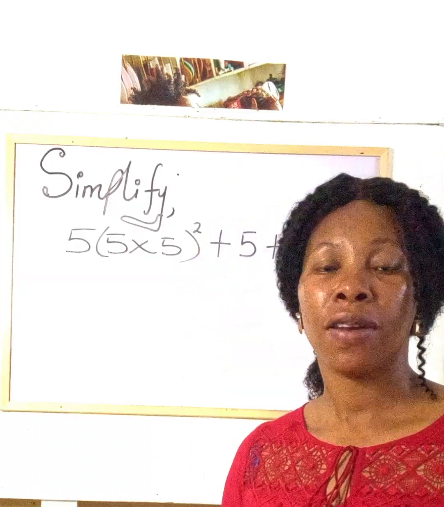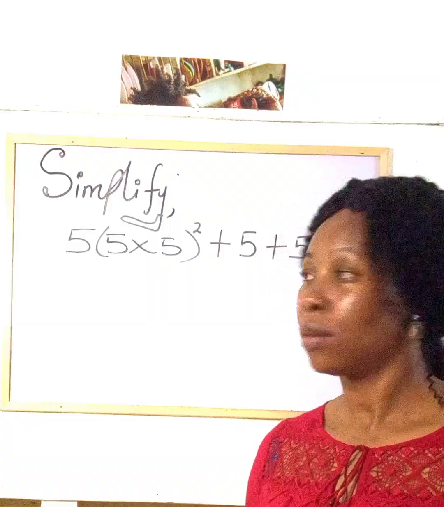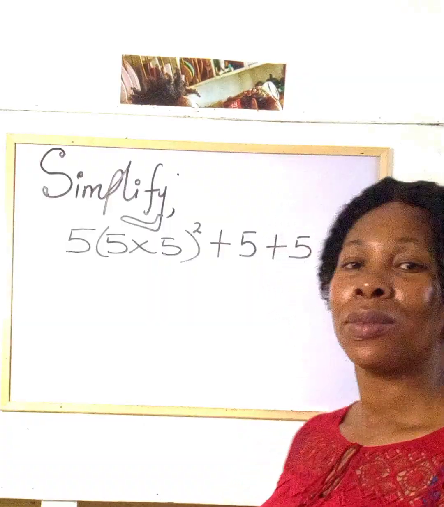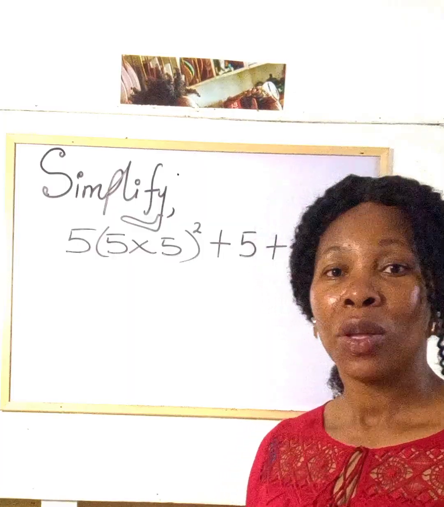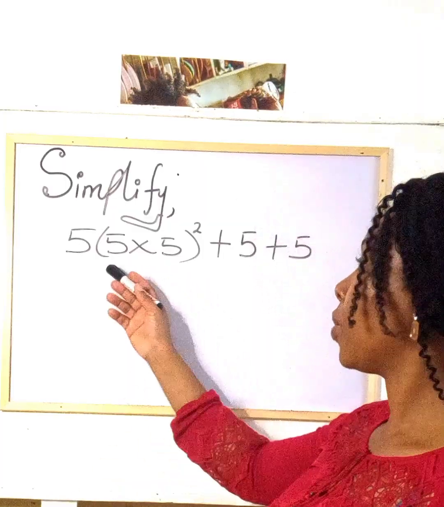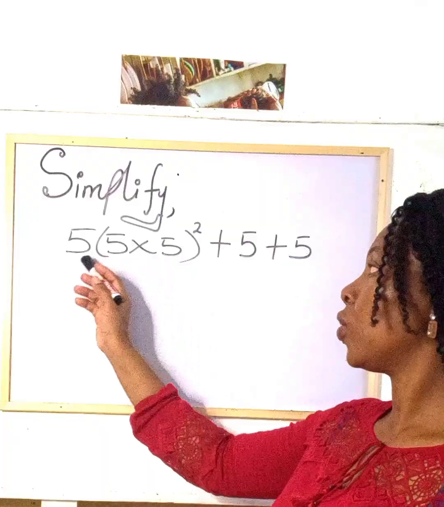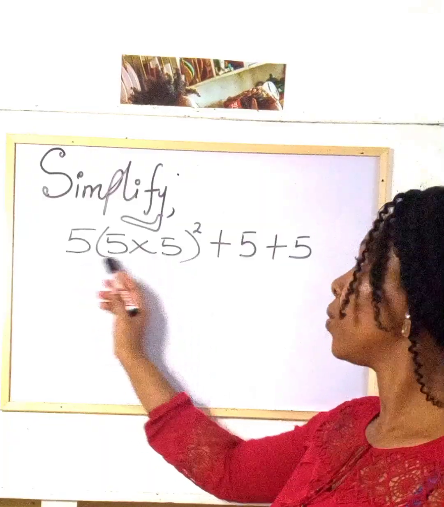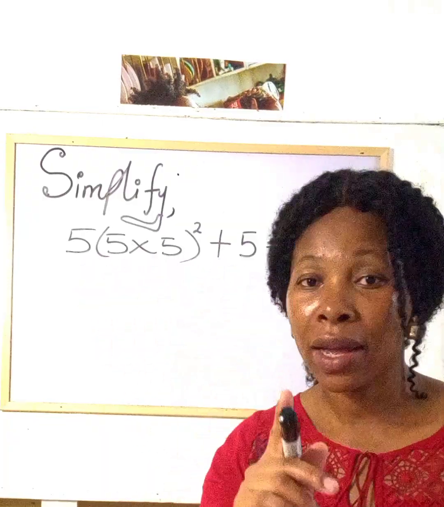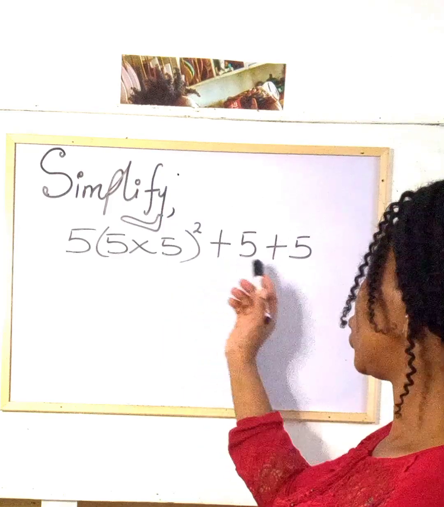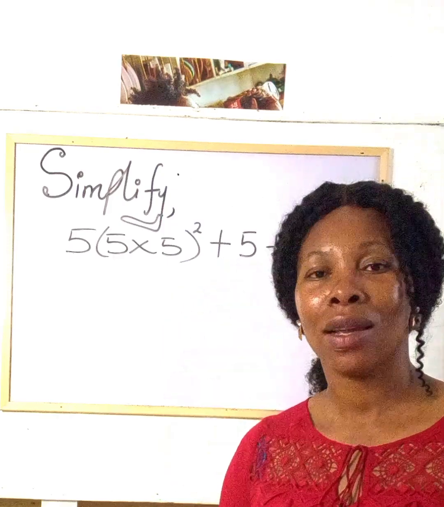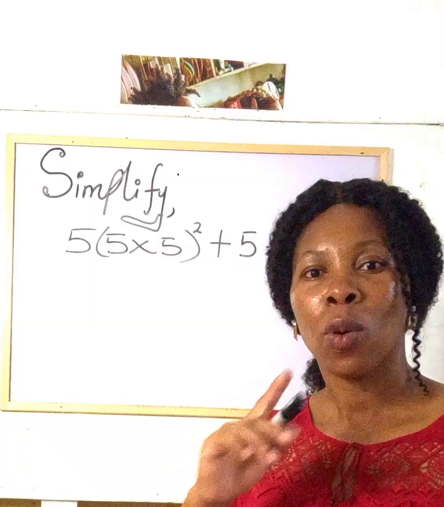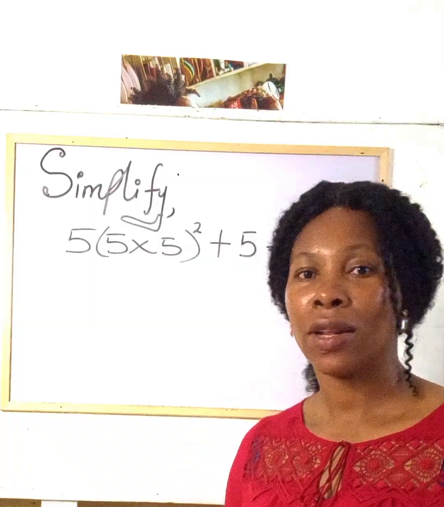So here you have to follow the order of operation, which is either PEMDAS or BODMAS. So here you have to do the parentheses, the bracket, before you multiply and finally you add. Remember that we have 2 additions here, so we'll follow it step by step, one after the other.